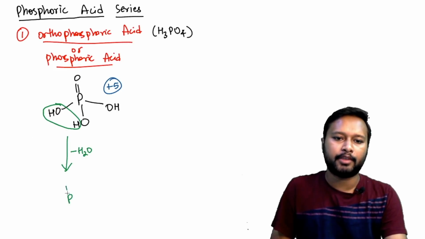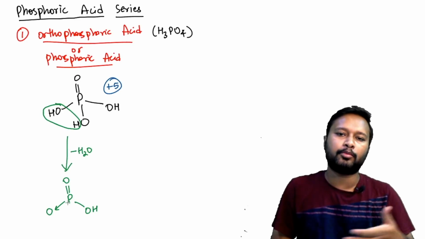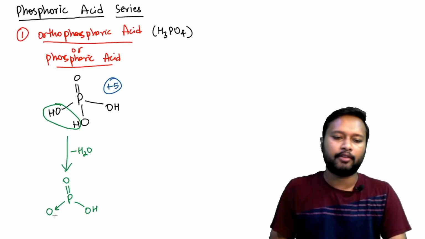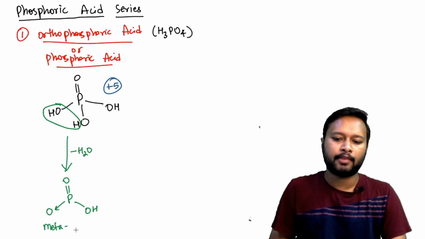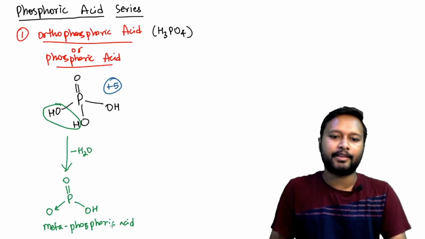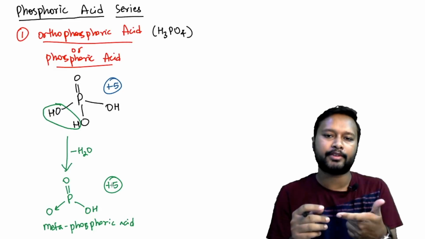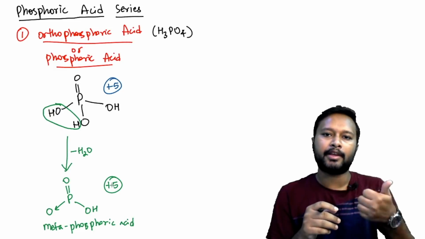So what I'll get is P double bond O, OH, and with this oxygen a coordinate bond will be formed, because phosphorus is going to donate both of these lone pair electrons towards the oxygen. This particular one is called metaphosphoric acid. The oxidation state in this case, since it is an ic acid, will be plus 5. Remember, for ic acid the oxidation state should be higher, that is plus 5 or plus 4. For us acid it will be plus 3 or plus 1.